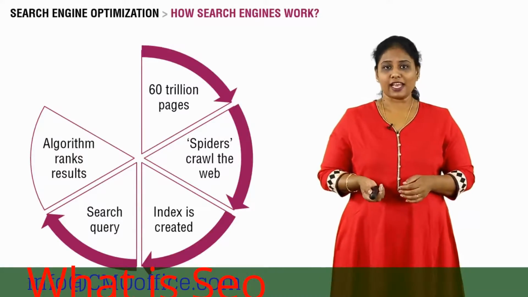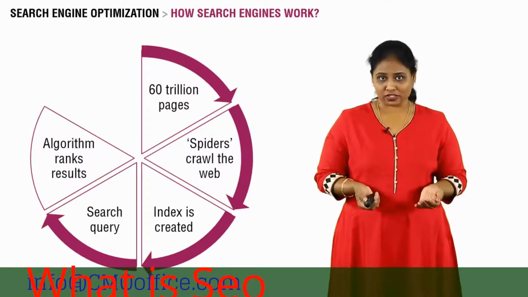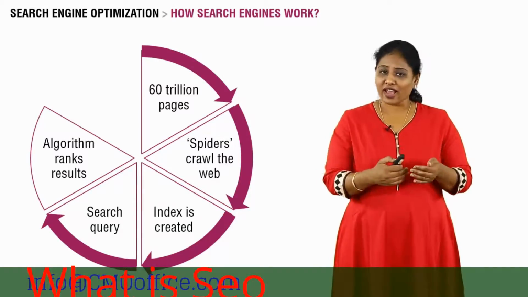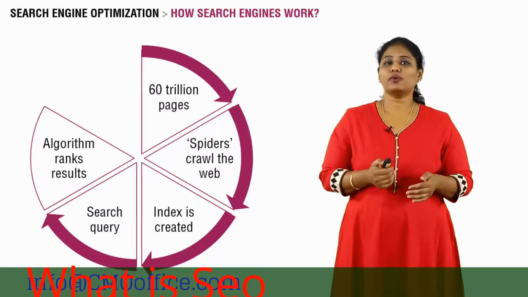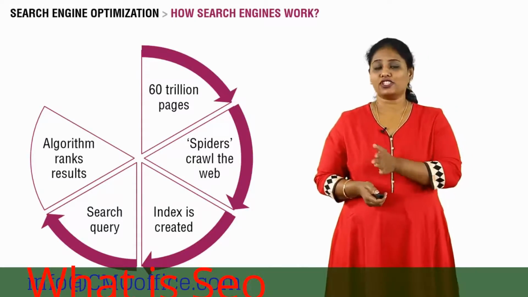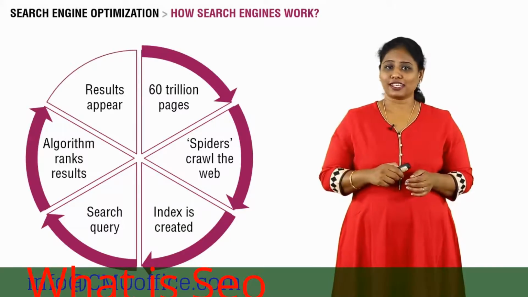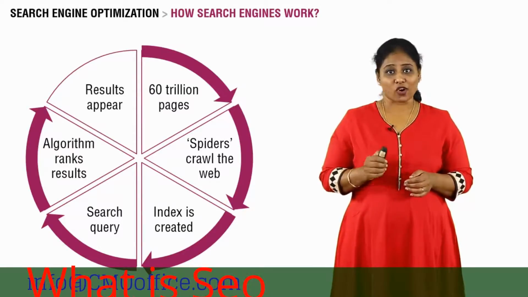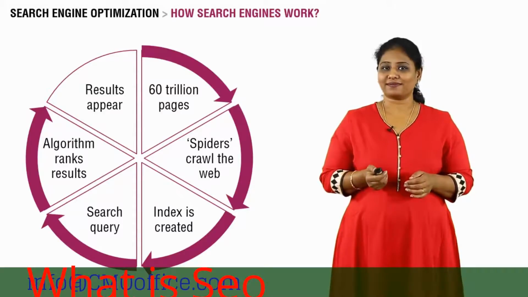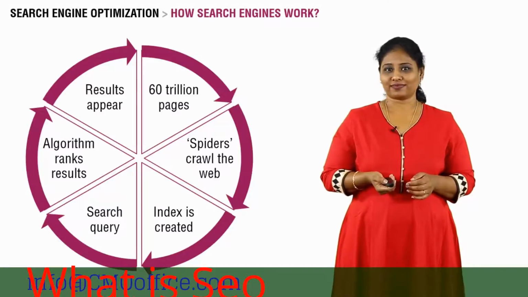For example, if my search query matched 1,000 pages out of the 60 trillion pages, the Google algorithm ranks these 1,000 pages in order so it knows what to display on the first page of search results, the second page, and so on. After this whole process is done, your search results appear. And all this within the blink of an eye. Search engines surely have a lot to do.